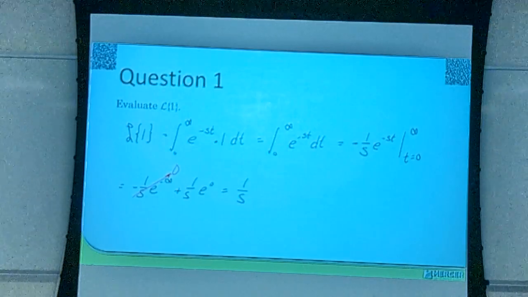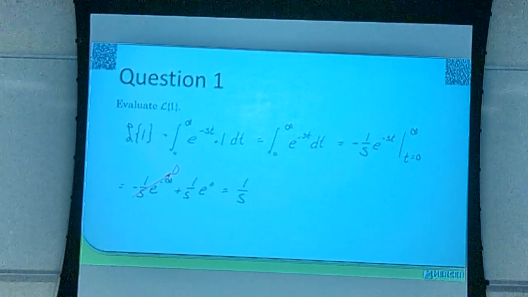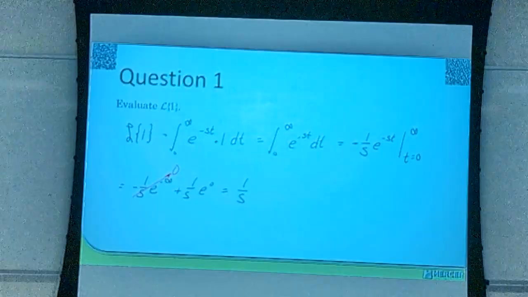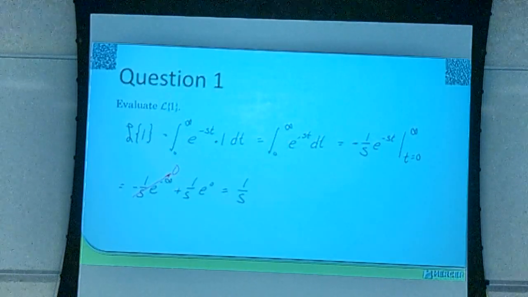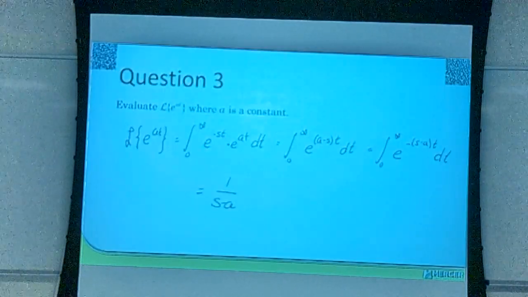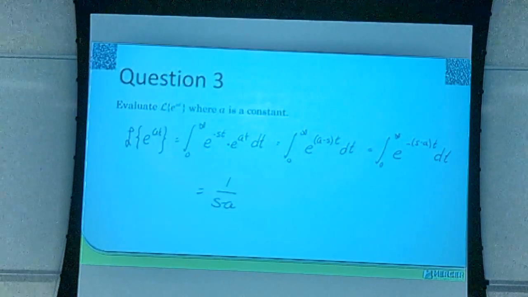E to the negative st. We said it was 1 over s, right? Oh, so since A can be any constant. Because s is a constant in that case, and for this integral, s minus a is constant.